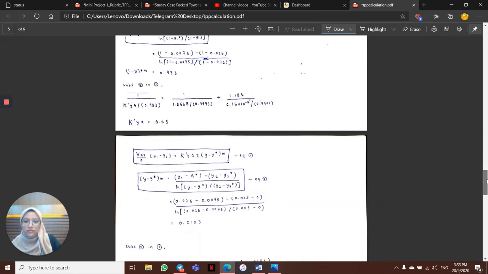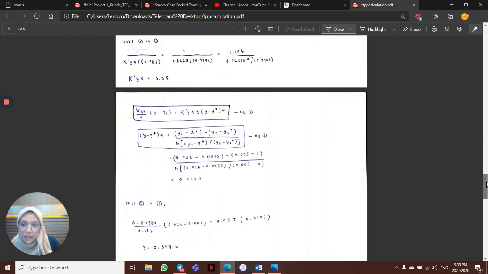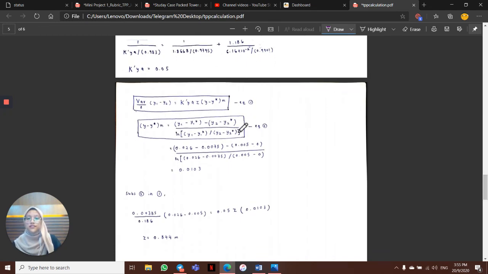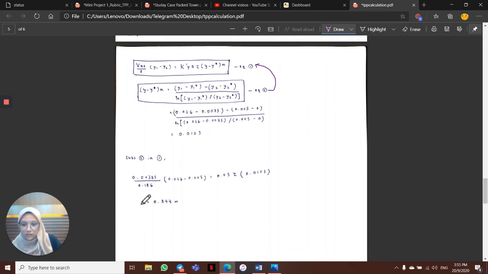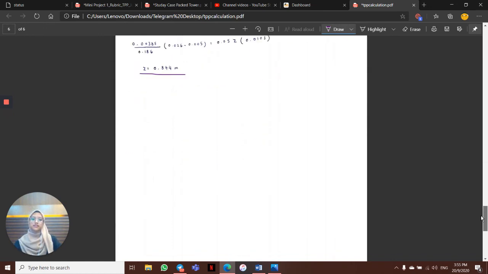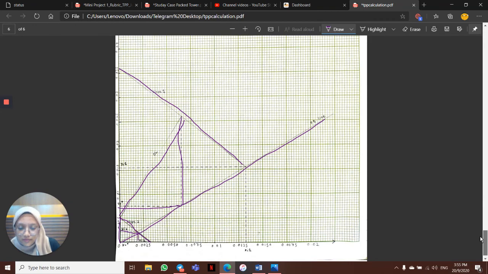But to find the height, we need to use a different equation, equation 1 and equation 2 from the appendix. We need to substitute equation 2 into equation 1. After we substitute, the height of the overall tower is 0.844 meters.